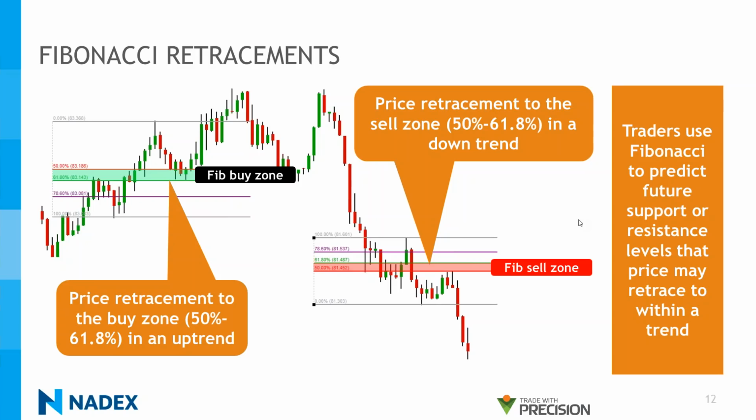Richard's got a question: are any of the fib retracement levels more accurate than the others? We only use the 50 and the 61.8% zone. I don't use any of the other ones. The 78.6 zone, if I was going to join the market in this uptrend right here, then I would be placing my stop loss below this 78.6 level, and that's how I would use that. But I don't use any other level.